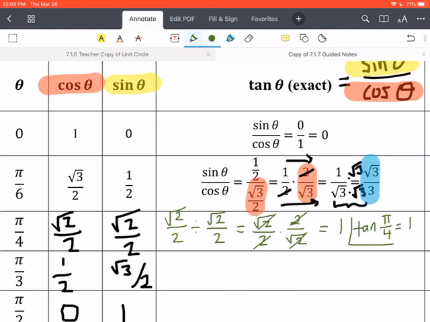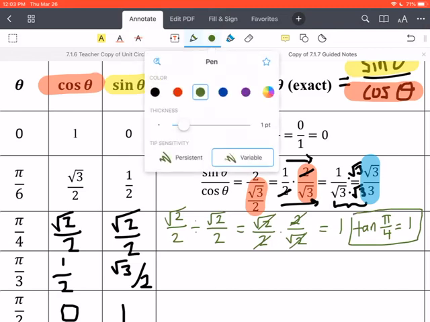Okay, that's kind of the fact that we're coming to. So tangent takes an extra calculation. So let's try pi over 3.